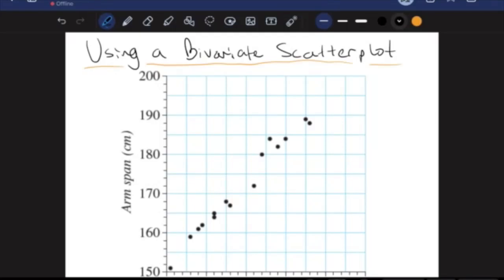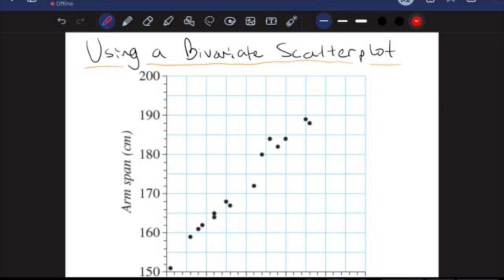Okay, so in the last video we introduced the idea of a scatter plot and drawing a scatter plot. Now I've used the example here that we used in the previous video when we graphed up these points on our scatter plot. Now what I want to do from here is just make a couple of observations about what we kind of see here.